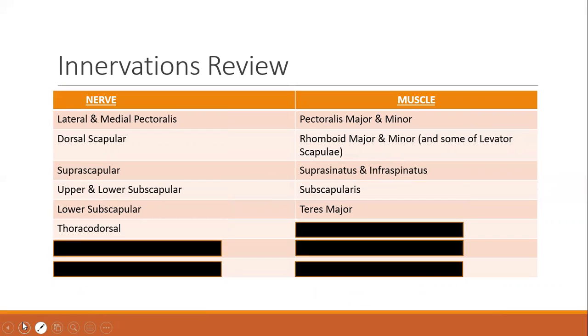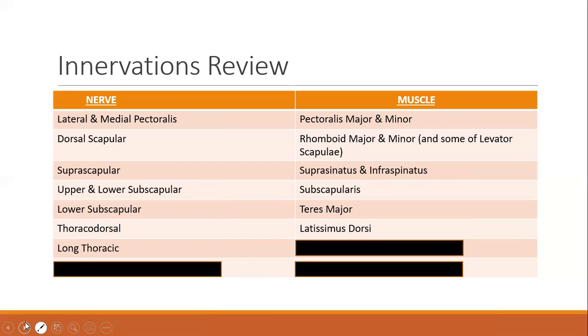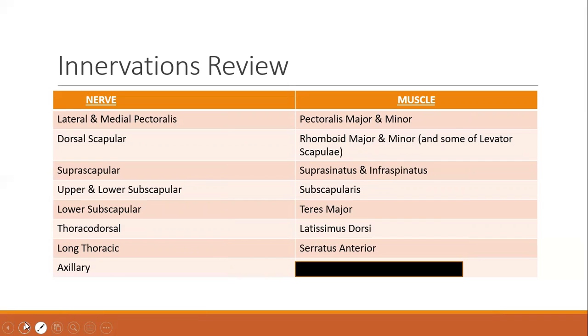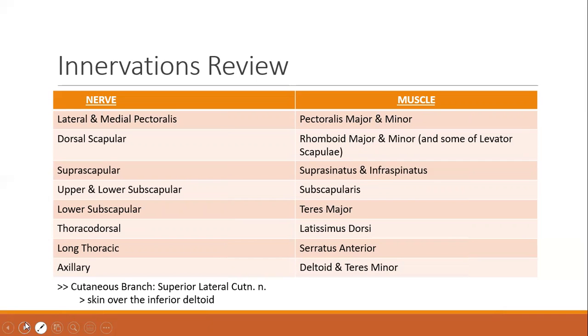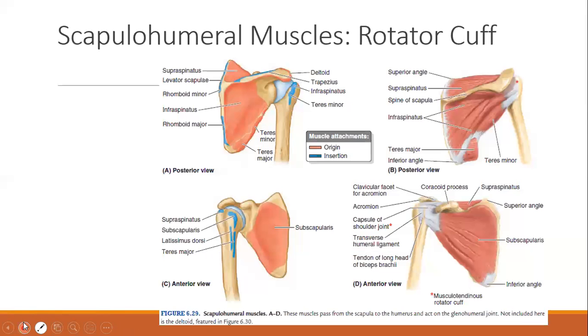Your thoracodorsal nerve innervates your latissimus dorsi. When I need to remember this particular one, I just think of that dorsal, dorsi, how they have that in common, and that helps me to remember that. Your long thoracic nerve innervates your serratus anterior, and your axillary nerve innervates your deltoid and teres minor muscles. And then we're going to see the cutaneous branch coming up in just a moment.